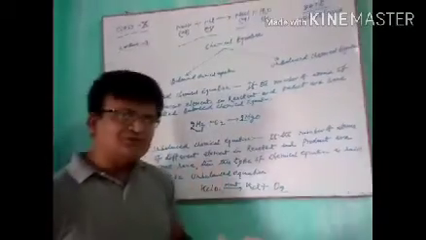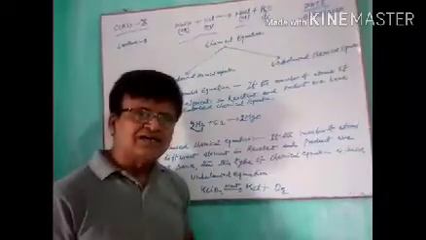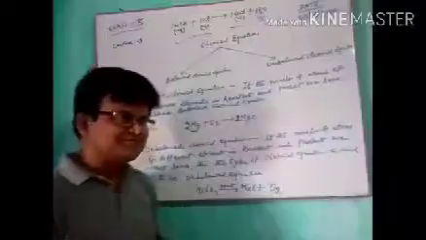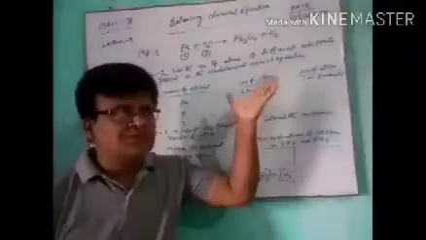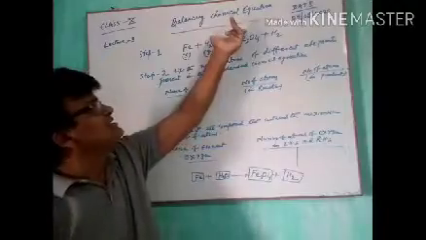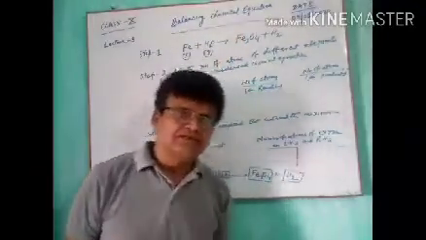Now I am going to discuss the rules for balancing a chemical equation. It means how a chemical equation is balanced. To describe balancing the chemical equation, there are 3 methods for balancing a chemical equation.